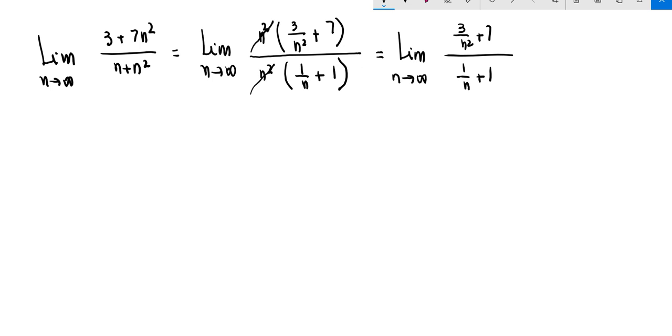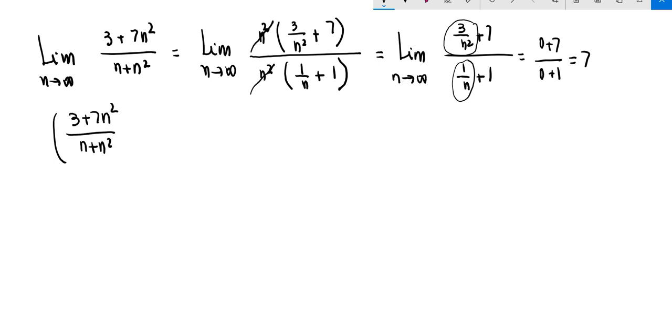And then clearly this will go to 0, right? And then this will go to 0 as n is getting larger and larger, so we'll get 0 plus 7 over 0 plus 1, which is 7. Okay, so this sequence, the sequence (3 + 7n²) over (n + n²), when n is going from 1 to infinity, is a convergent sequence.